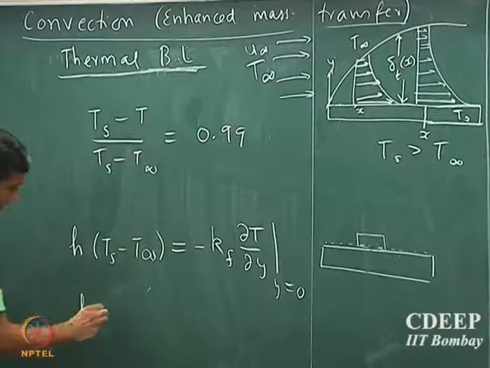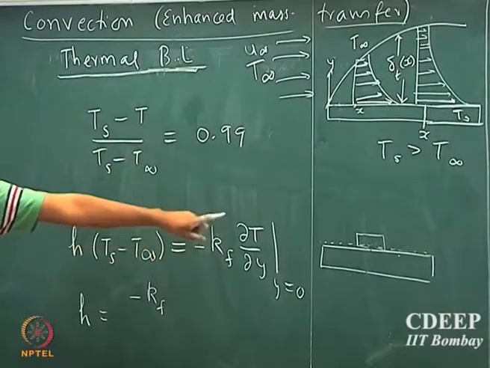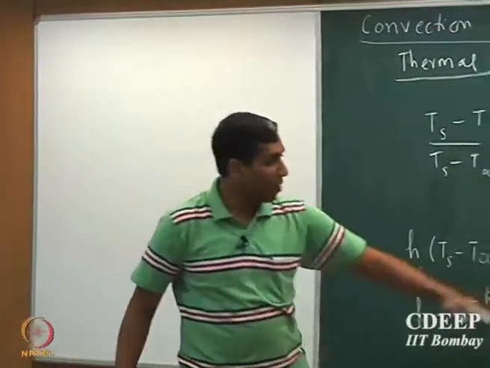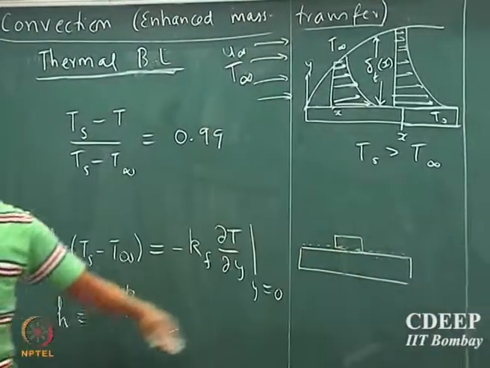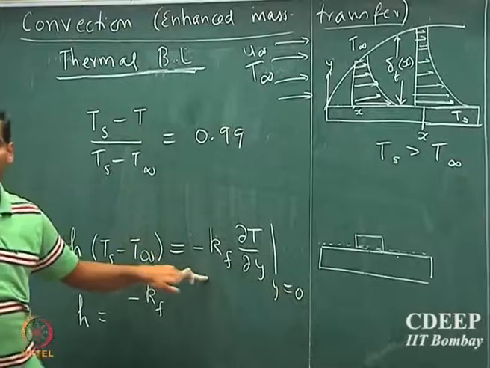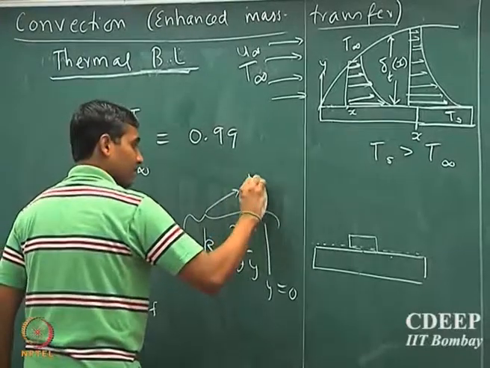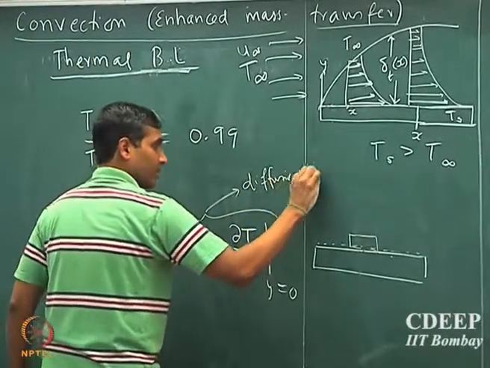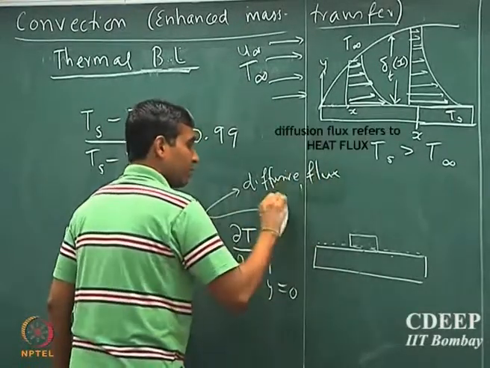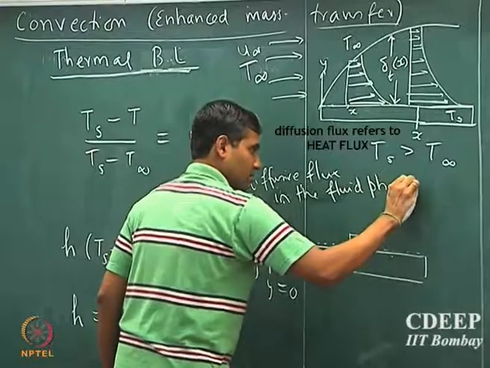So from here the heat transport coefficient can be written as Kf. Note that this is the conductivity of the fluid, not the solid, okay. We are looking at heat transport from the solid at the boundary, and it is carried because of diffusion in the fluid phase at the interface. So this is the diffusive flux at the interface. It is very important to appreciate this. So this is the diffusive flux in the fluid phase at the interface.